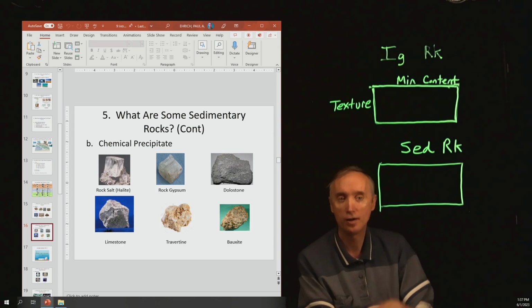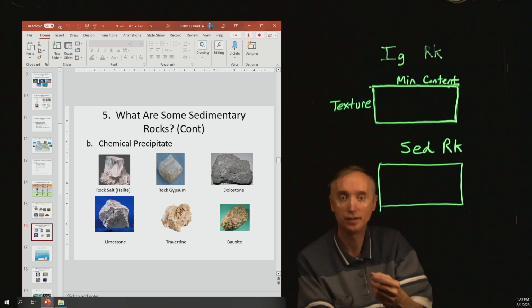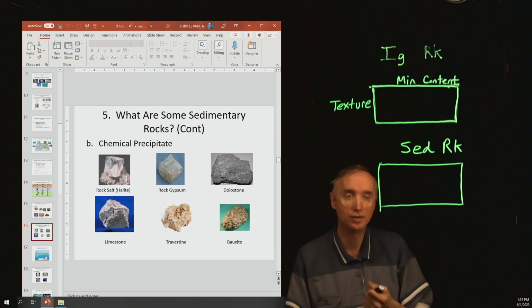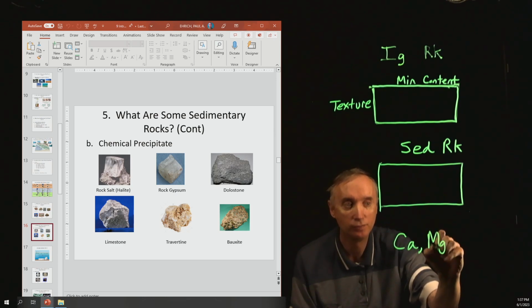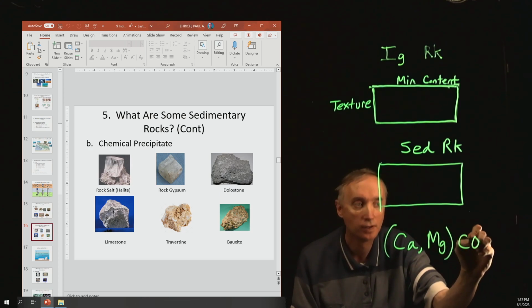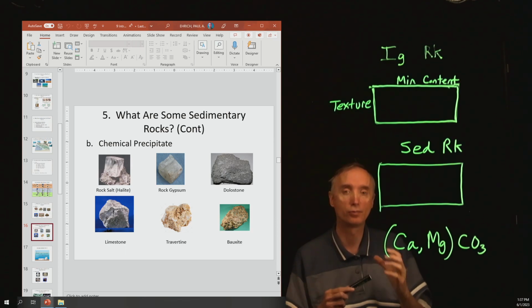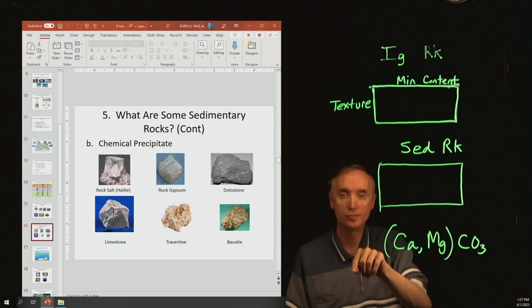And then as groundwater percolates through limestone, it can carry in magnesium. And so calcium carbonate, when you mix it with magnesium, becomes calcium magnesium carbonate. And what that is, is dolomite, or dolostone. So dolostone would be the rock which is composed of dolomite. Limestone is the rock composed of calcite.